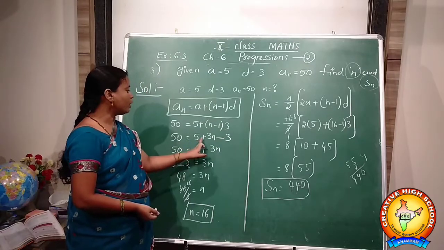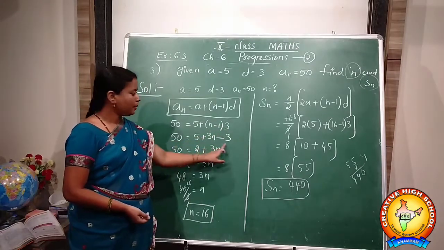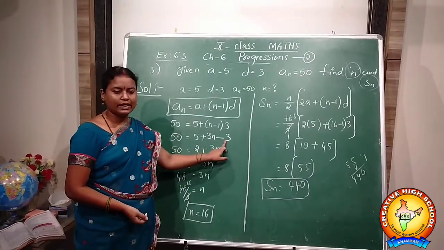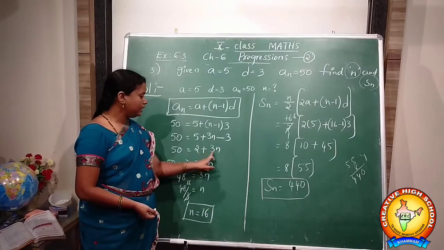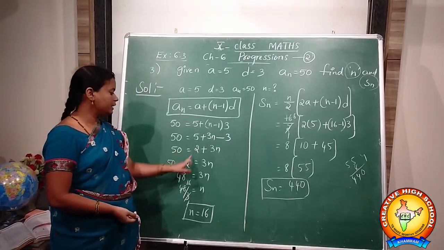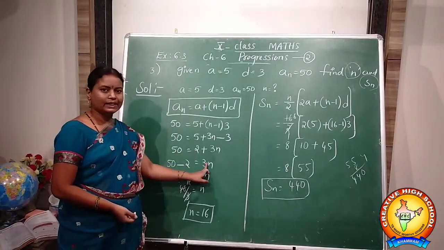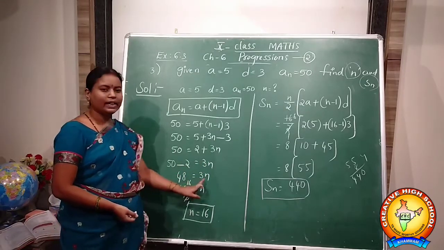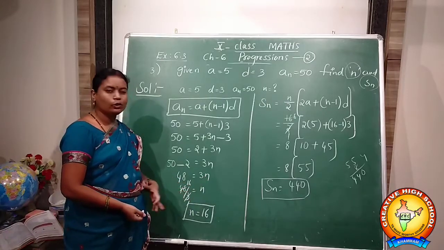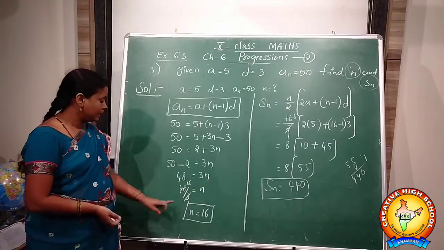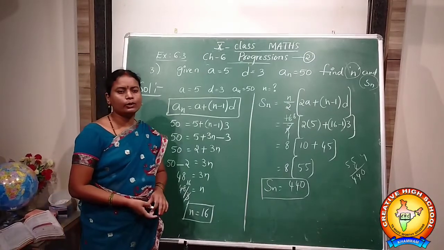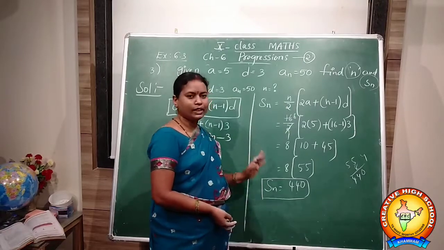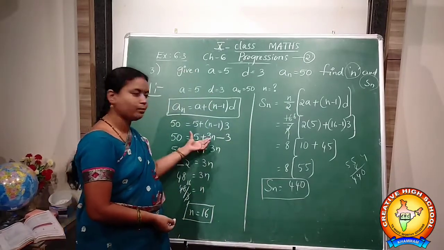50 is equal to 5 plus 3 into n minus 3 ones are 3. 50 is equal to 5 minus 3, it will become 2 plus 3n. 50 minus 2 is equal to 3n. 50 minus 2 is equal to 48, 48 is equal to 3n. N is equal to 48 by 3. Here n value is 16. Now see here, we know the a value, d value and also we got the n value from this formula.